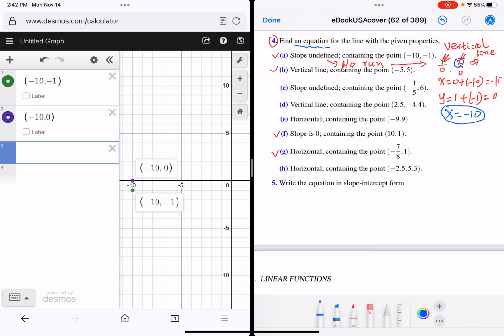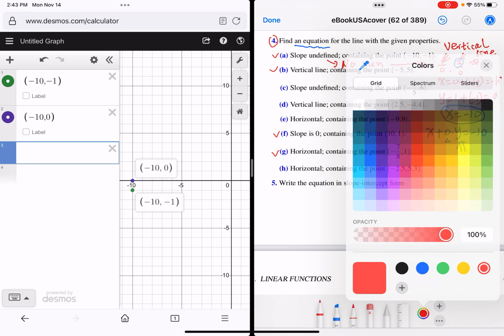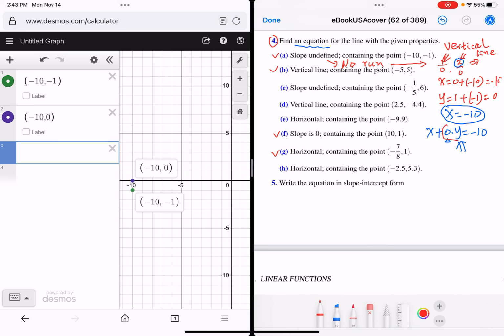Y disappeared. For the standard form, it will look like x plus 0 times y equals -10. Whatever you put here times 0 disappears. So eventually, it's x equals -10. So that's our A, done.